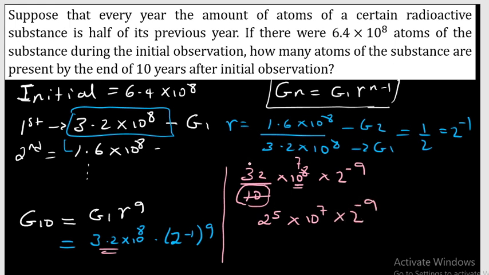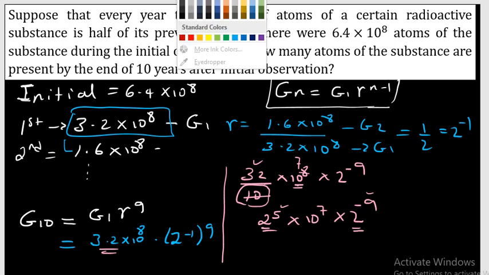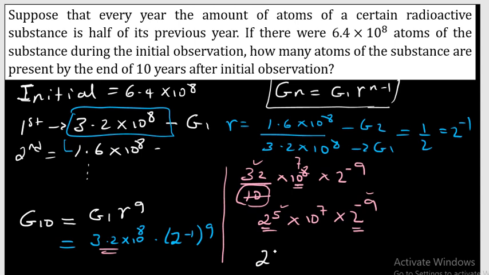What did I do? 32, we can express it as 2 the power of 5, because 32 is the same as 2 times 2 times 2 times 2 times 2. We multiply 2 five times. Now try to observe this. They have the same base, exponentials with base 2, so we can add the exponents. 5 plus negative 9 will be negative 4. So we can write finally the answer, which will be 2 the power of negative 4 times 10 the power of 7. This much amount of atoms is left at the end of the 10th year. That's the third question.